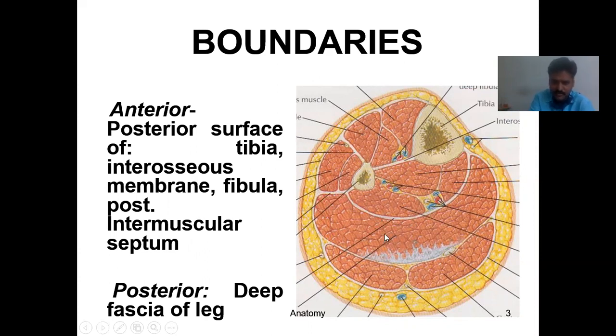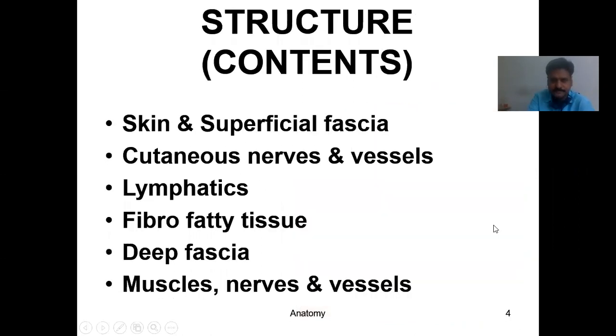They are surrounded by a sleeve-like fascia, which is called the intermuscular septae. So these are called intermuscular septae. This is the interosseous membrane. So here comes the anterior compartment, and here comes the posterior compartment. Posteriorly, the deep fascia of the leg is otherwise called fascia cruris. What is it called? Fascia cruris.